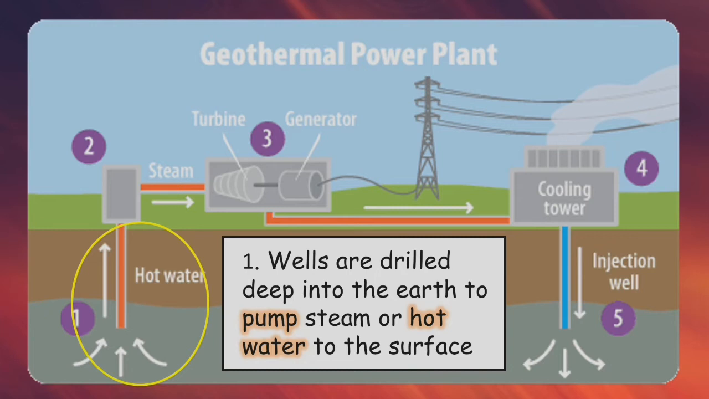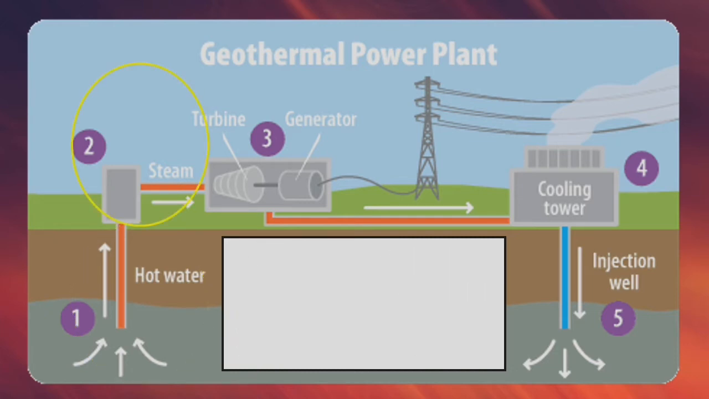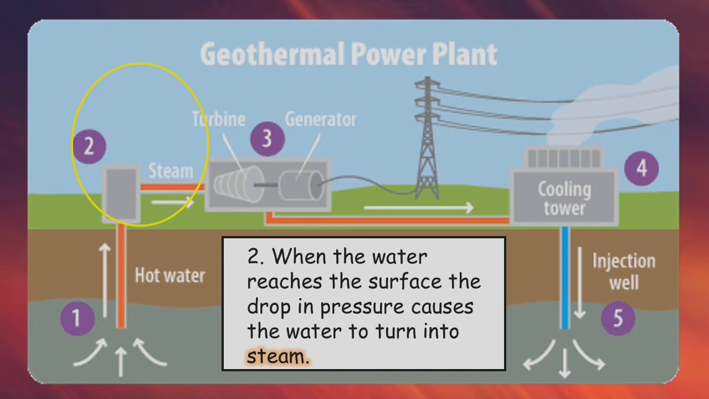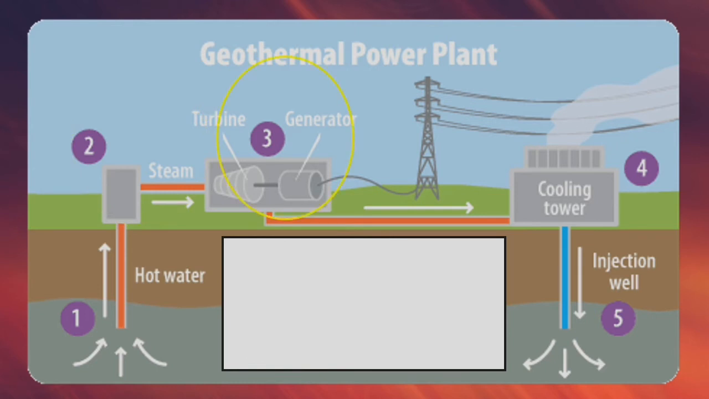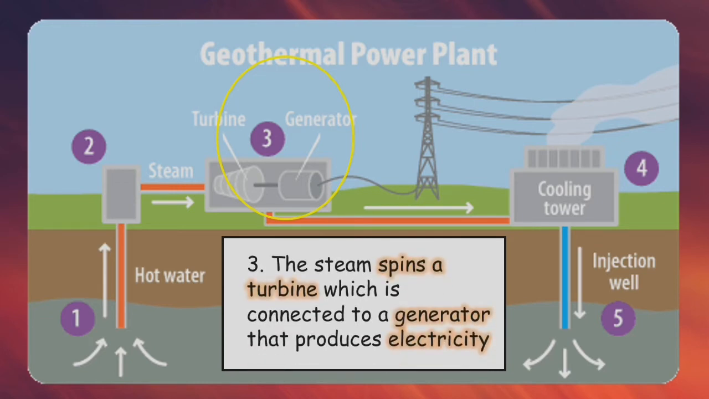The second one is the collection of steam. So ano ang nagaganap kapag na-collect ang steam? When water reaches the surface, the drop in pressure causes the water to turn into steam. The third one is the generating of electricity using the turbine and generator. The steam spins a turbine which is connected to a generator that produces electricity.